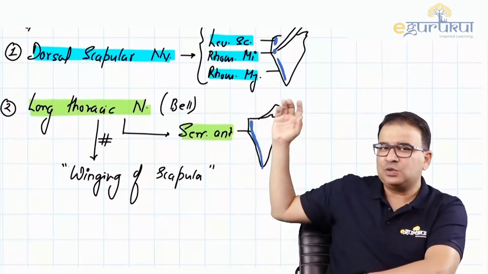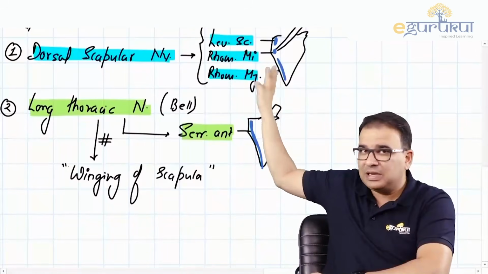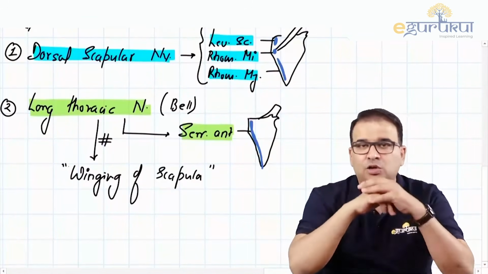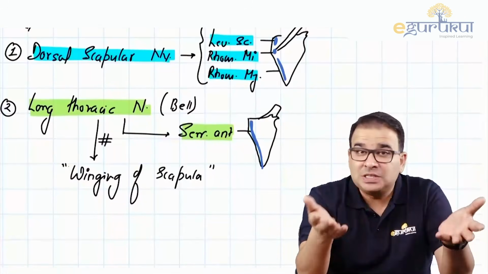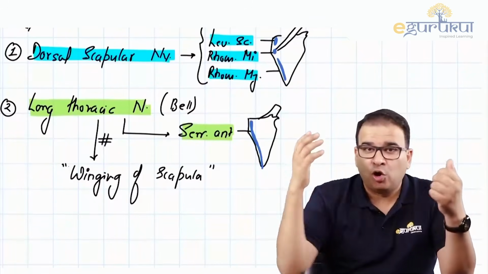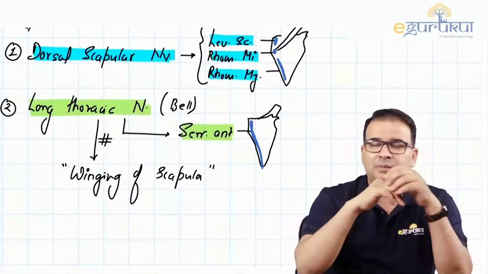See, any muscle that you see attached along the medial border of the scapula, or the one which keeps the medial border of scapula along the rib cage, like the trapezius muscle, like the rhomboid muscles, all these muscles are also responsible for keeping the medial border of scapula along with the rib cage only.